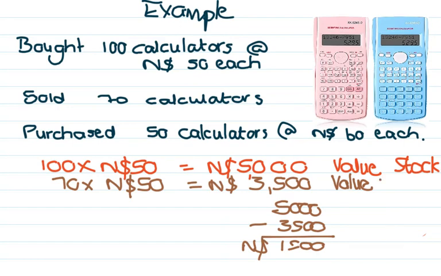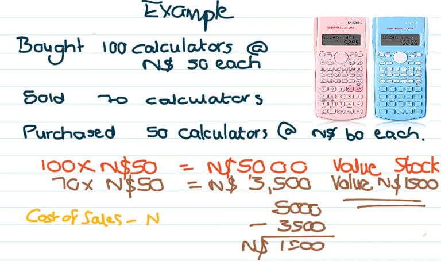This is then my value of 1,500.00. This is then the value of my closing stock. The value or my cost of goods sold is then the one that you sold. So you sold 70, you bought it at 50, so that will be the 3,500. So I will only write it there. My cost of sales in this example is then 3,500, and remember then my closing stock is then 1,500.